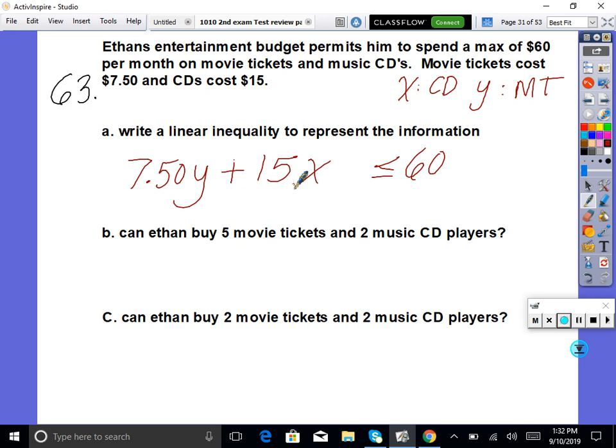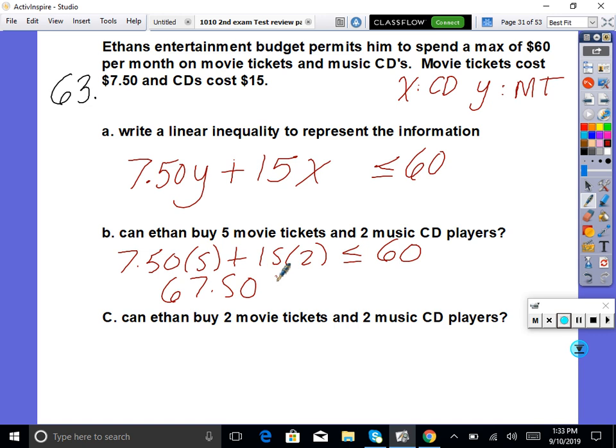It says, can he buy 5 movie tickets and 2 CDs? Just make sure you're plugging in the correct thing. Movie tickets was Y. So do $7.50 times 5 plus 15 times 2. Is that less than or equal to 60? Let's take a gander. 7.50 times 5, and then plus 30. So that's 67.50. No, 67.50 is not less than or equal to 60. So you'd say nope.